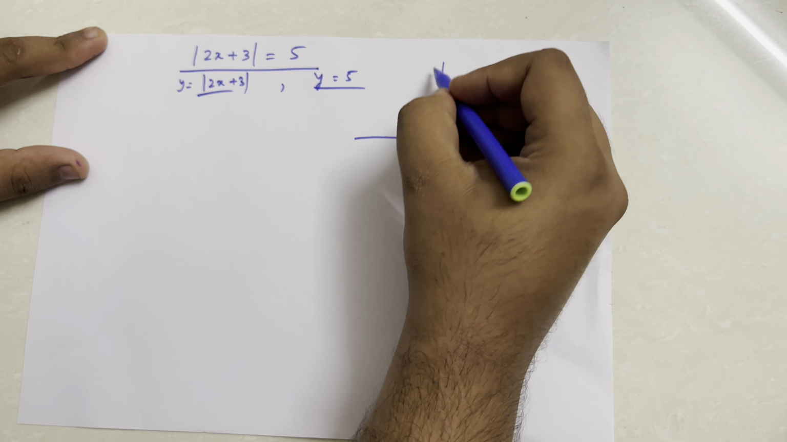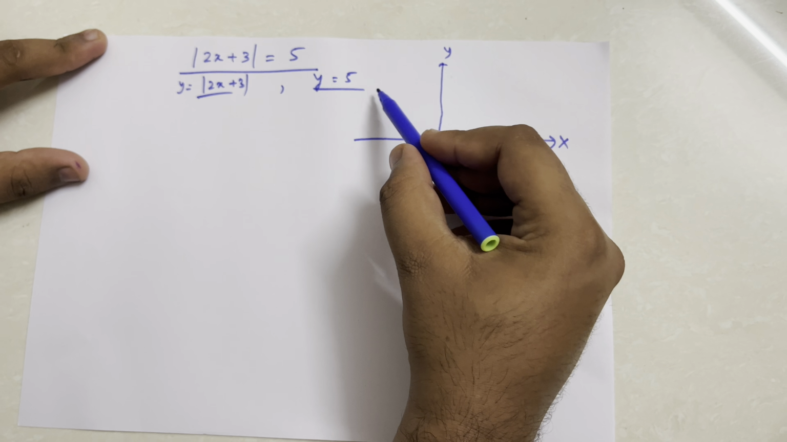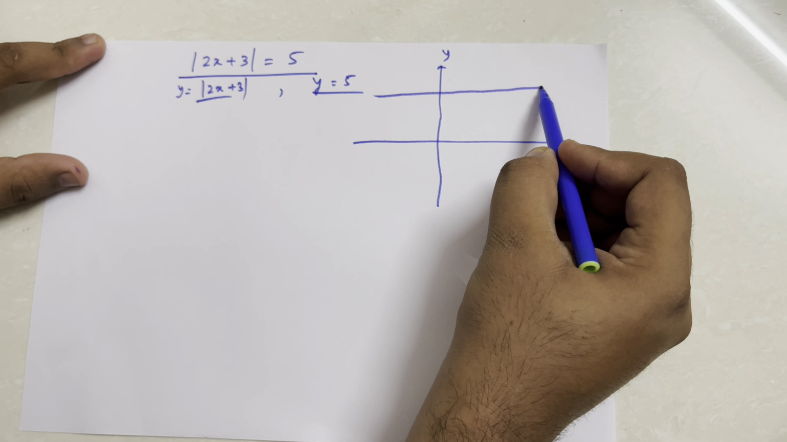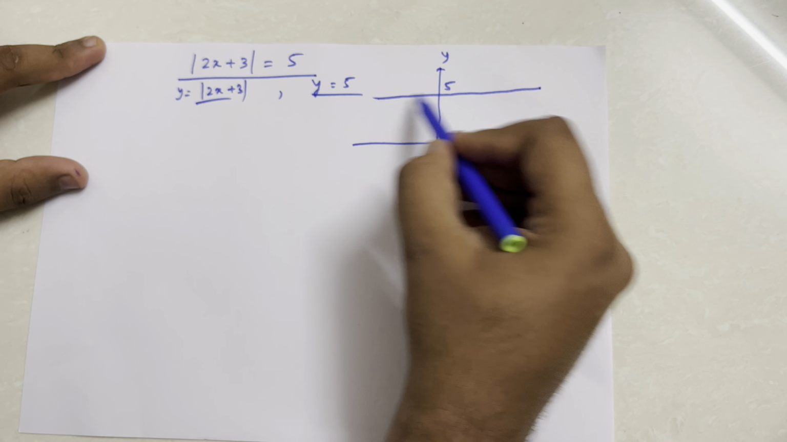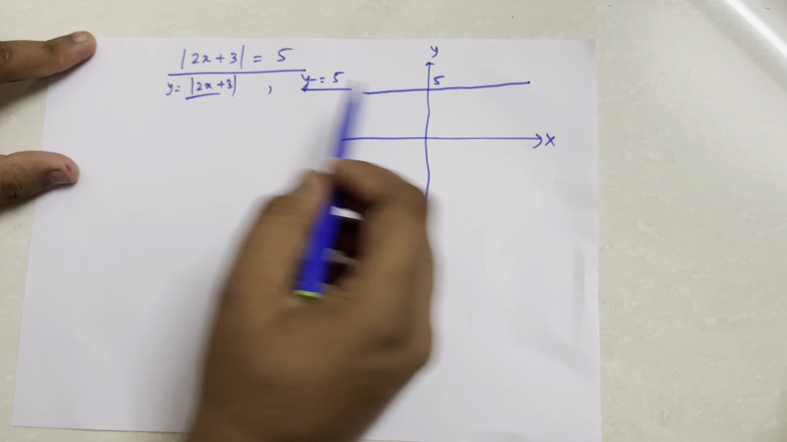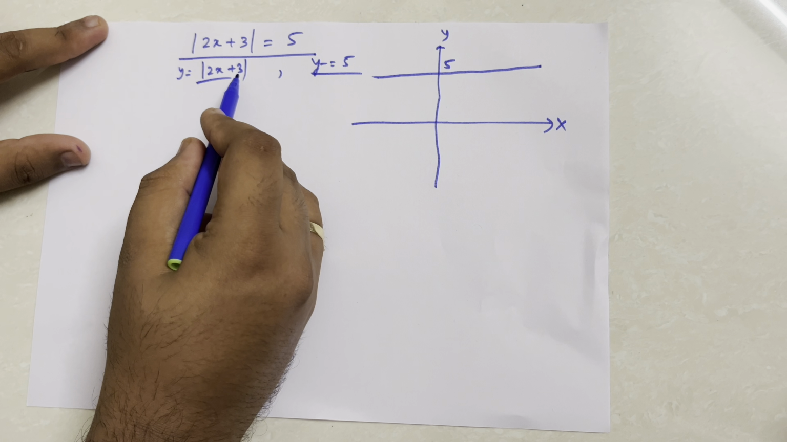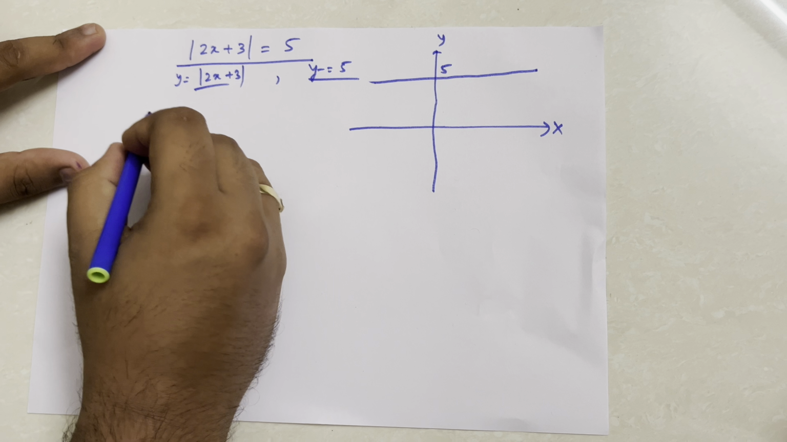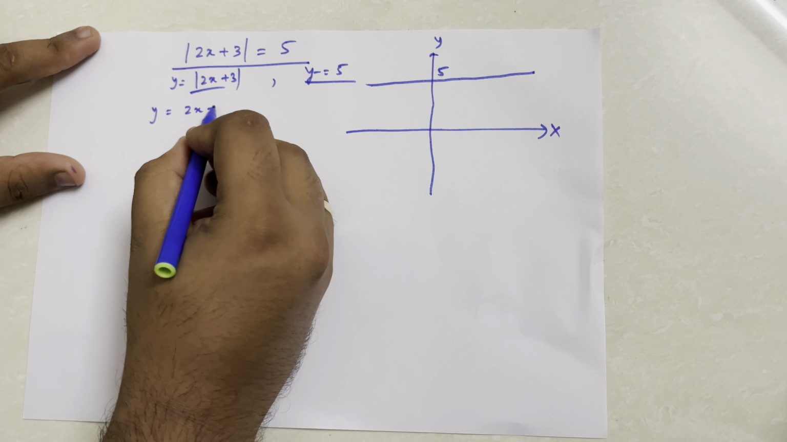So this is the x-axis, this is the y-axis. Y is equal to 5 means a simple line cutting the y-axis. This is y is equal to 5. This is the straight line equation and the graph for y is equal to 5. Now y is equal to mod 2x plus 3. What you have to do? Forget about mod. So y is equal to 2x plus 3.